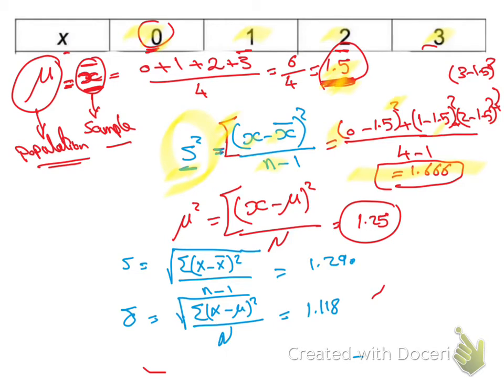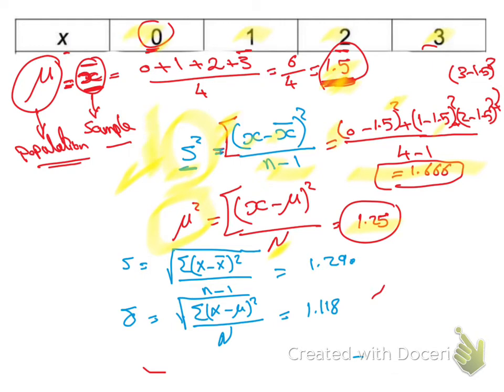Always, the variance in the sample is higher than the variance in the population, because here we divide by n minus 1 and here we divide by n. So the sample will always be bigger than the population. For the same set of data, the variance for the population will be 1.25.